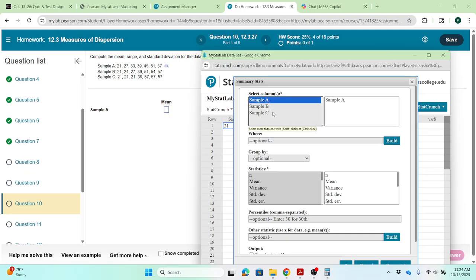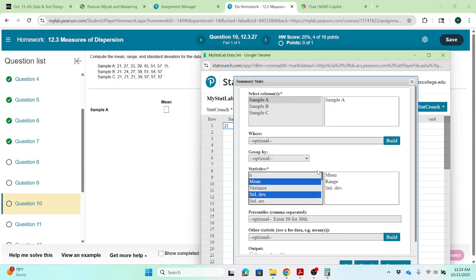You can select all of them, or you can just select one. That's up to you. We are interested in finding the mean, and then just highlight those functions you are looking for using the control key: Range, and then standard deviation. There is a standard deviation as well. So we're going to find these 3 different things for column A.